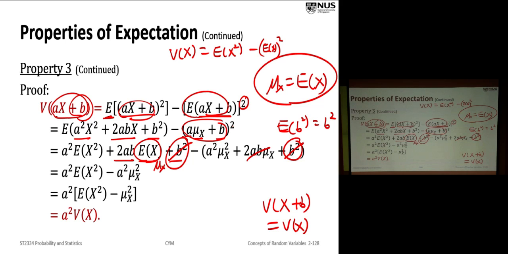That means adding a constant to the x, each x value you just shift by b. The variance will be the same. The variation among all the x will be the same. Only the mean will change by shifting the b. So this is how we prove it. The variance of ax plus b is equal to a squared times the variance of x. We only apply this to the form ax plus b.